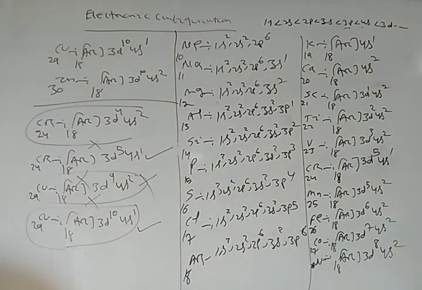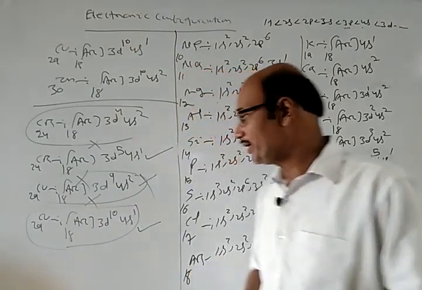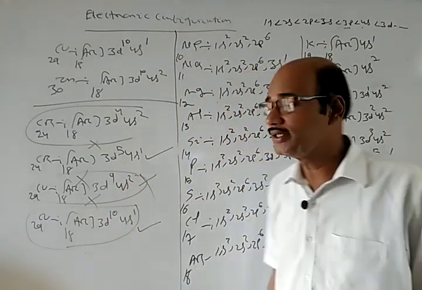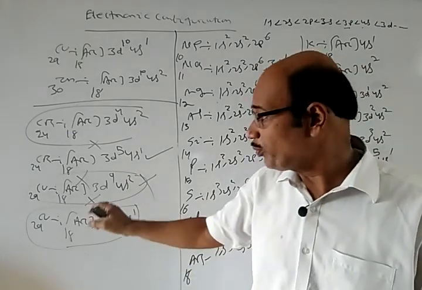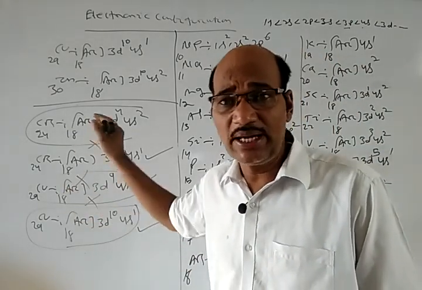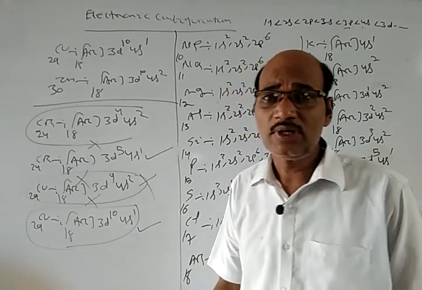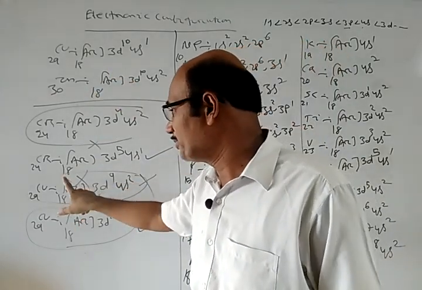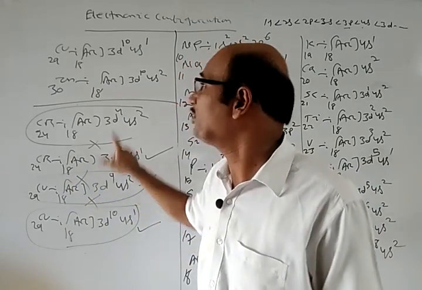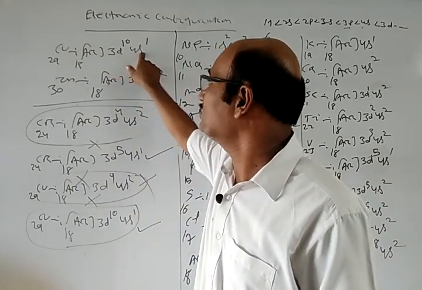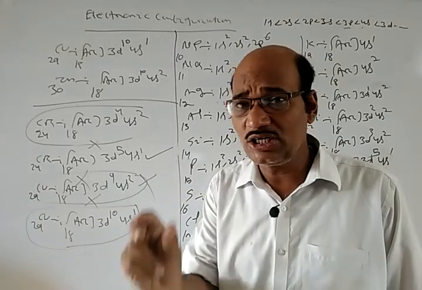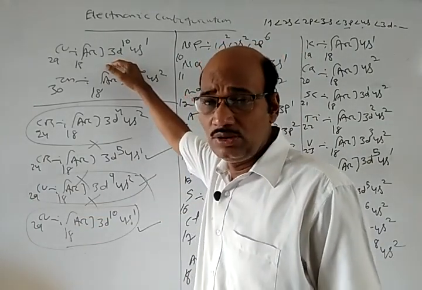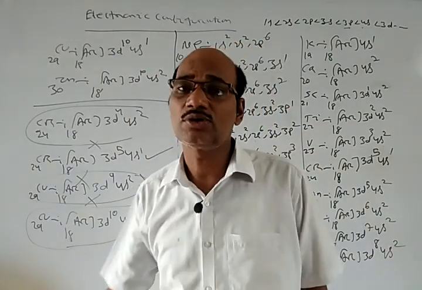So chromium and copper have exceptional configurations. Why does chromium become 4s1 3d5, and why does copper become 4s1 3d10? The reason for the exceptional configurations of chromium and copper we will discuss in the next class. Okay, thank you.